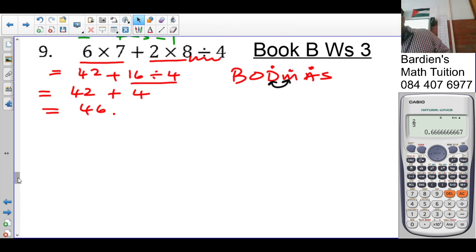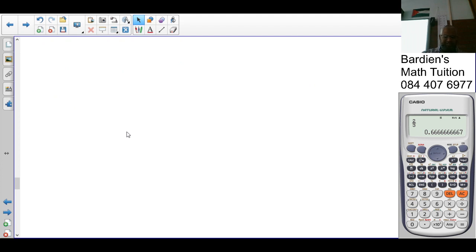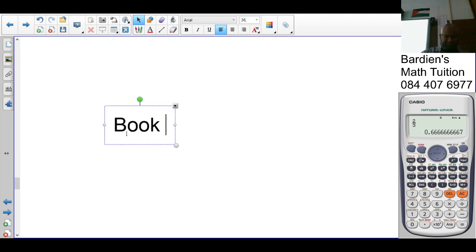No. For homework, I want you guys to do skill 3, even numbers. Worksheet 3, book B, even numbers. Now we're going to look at Bodmas Primary, book C, worksheet 1. Book C, the next worksheet. Worksheet 1.